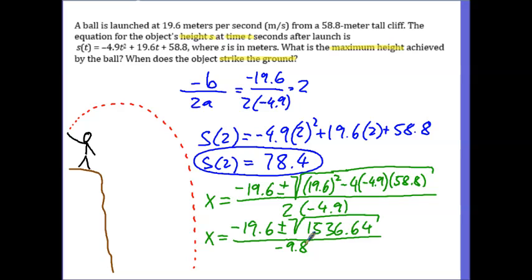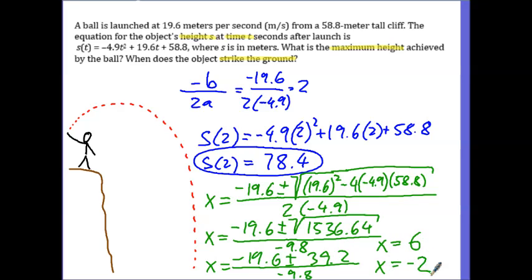Now, as messy as the discriminant looks, it actually simplifies nicely into 39.2. So we got negative 19.6 plus 39.2 divided by negative 9.8, and we got negative 19.6 minus 39.2 divided by negative 9.8. Our two solutions are x is equal to 6 and x is equal to negative 2.